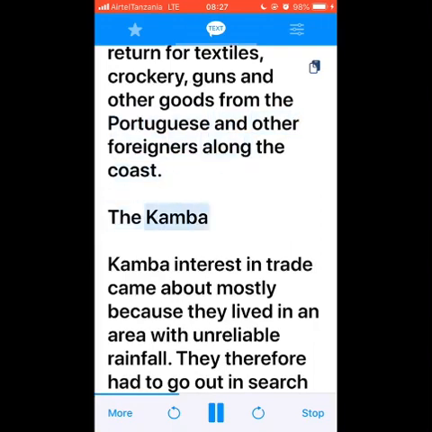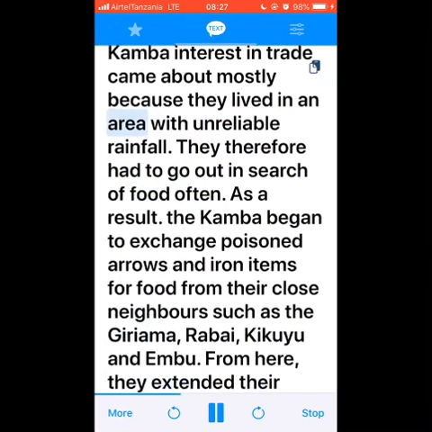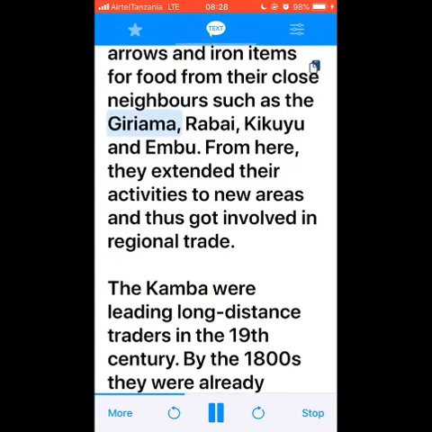The Kamba interest in trade came about mostly because they lived in an area with unreliable rainfall. They therefore had to go out in search of food often. As a result, the Kamba began to exchange poisoned arrows and iron items for food from their close neighbors such as the Jirima, Rabe, Kikuyu and Embu. From here, they extended their activities to new areas and thus got involved in regional trade.